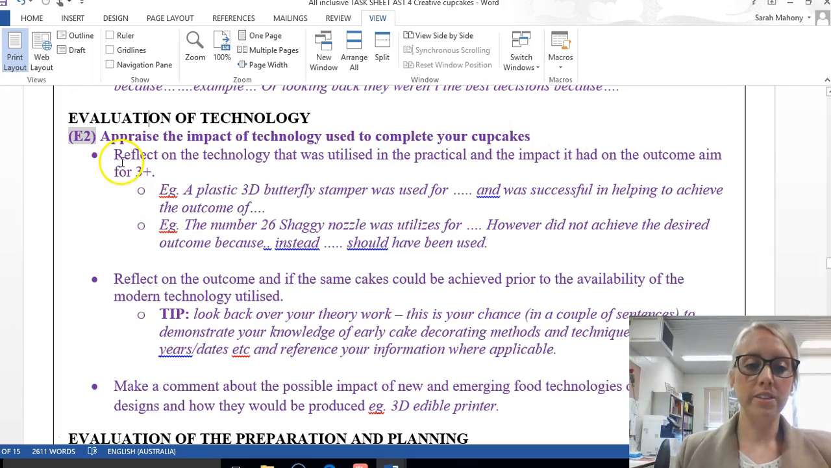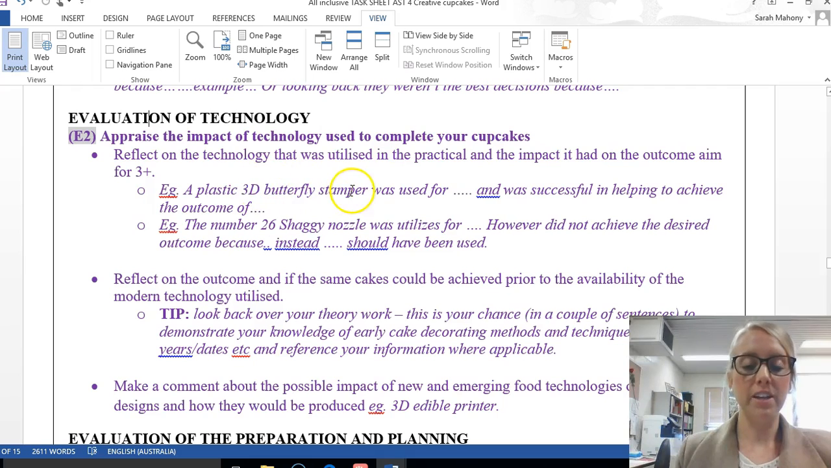And the way you're going to do this is reflect on the technology that you utilised and the impact it had on the outcome. You're aiming to comment on 3 different pieces of technology, remembering in the kitchen that can be particular nozzles or stamp cutters, etc. So I've given a couple of examples so you understand how you can go about writing it. So I've got an example here.